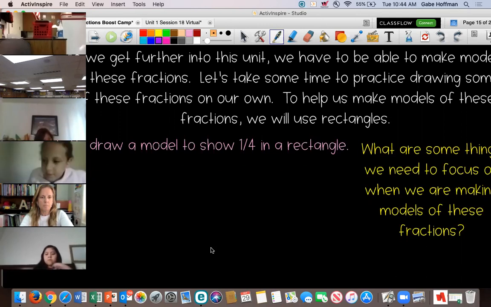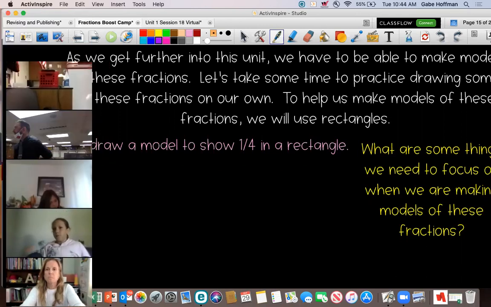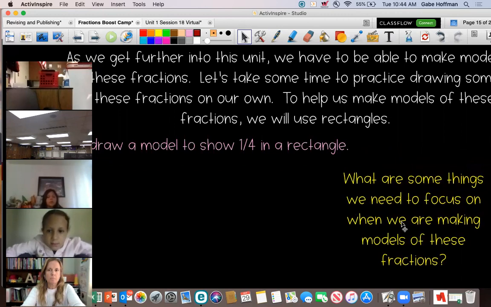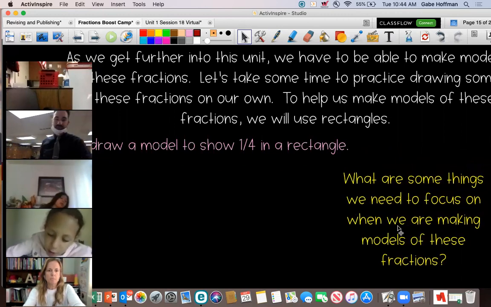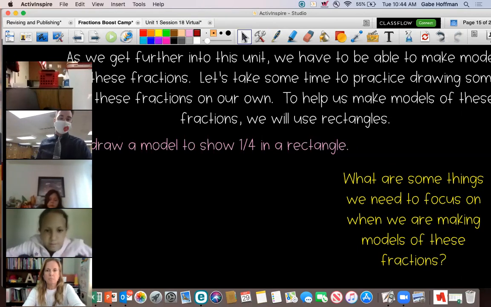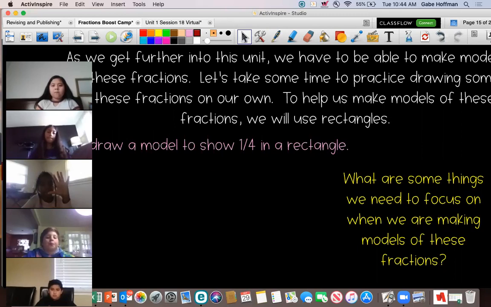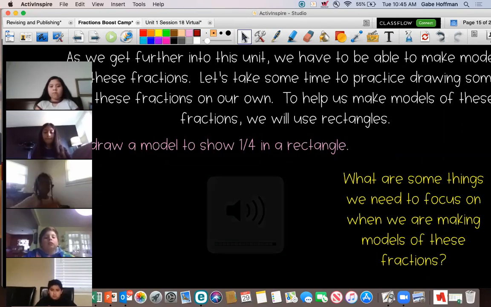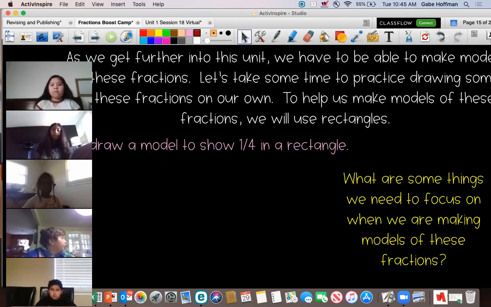All right, so two things. There's a couple things to keep in mind when we are making a representation of a fraction. What are some things that you think are important when we draw a fraction? Ania? Like the line has to be in the middle, not on top of, not so close to the other line.